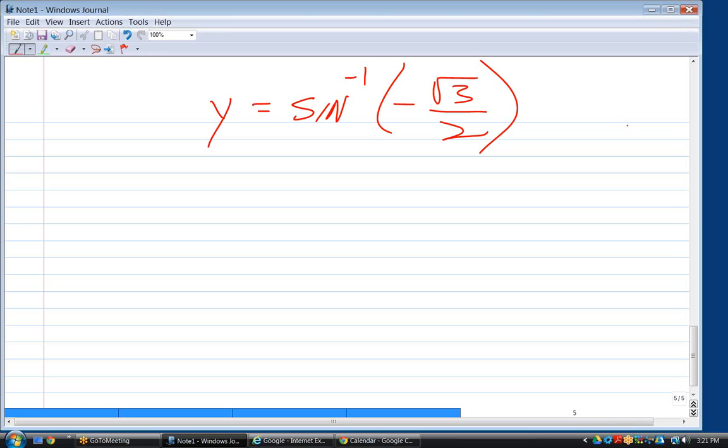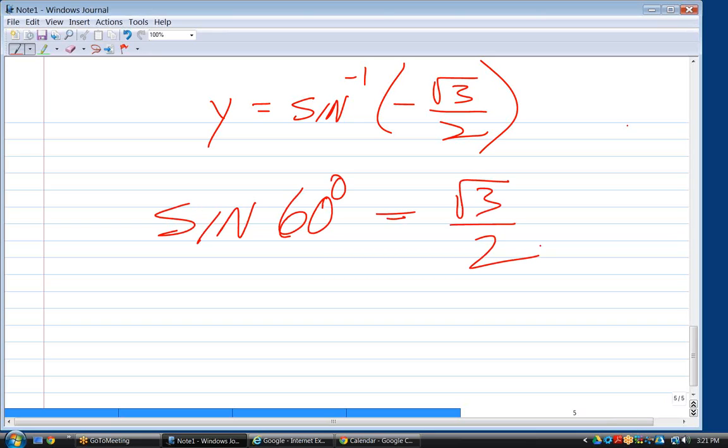Sorry, you worded that wrong. Or weirdly. I did word it weirdly, but I meant to word it weirdly. The sine of what angle is equal to root 3 over 2? Let's start there. The sine of that angle is 60 degrees. Sine of 60 degrees is root 3 over 2.